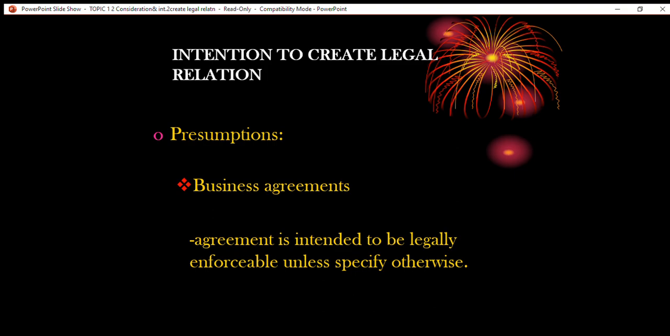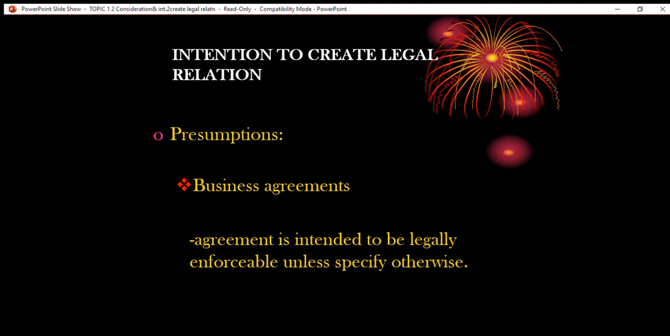There are 3 rules. The important one is that the acceptance must be absolute and unqualified. If there is any modification to the offer, then it will become a counter offer. A counter offer will destroy the original offer. So there is no contract if there is an acceptance of a counter offer.